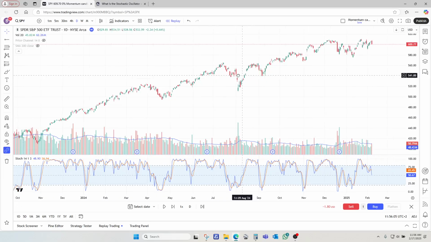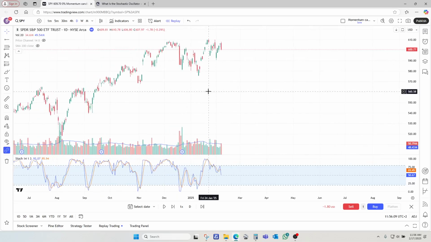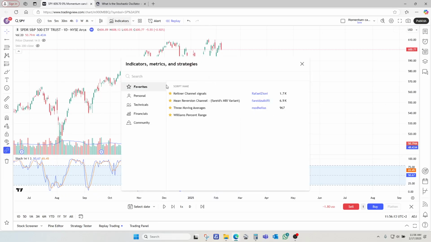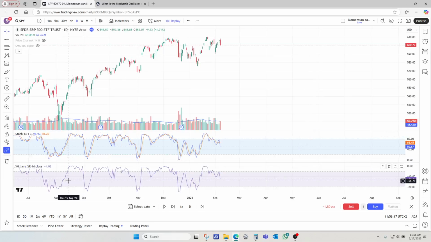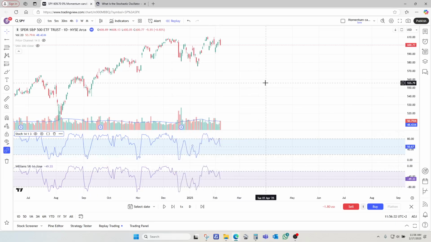And I will show you how this is calculated. I already did a video on Williams percentage R, and I will show you here something very interesting. Williams percentage R. Now, if you look at these two, you will notice that the blue line is exactly the same as the Williams R. So just for a quick example, we take out the D line. Now look at it. Perfectly exactly the same.